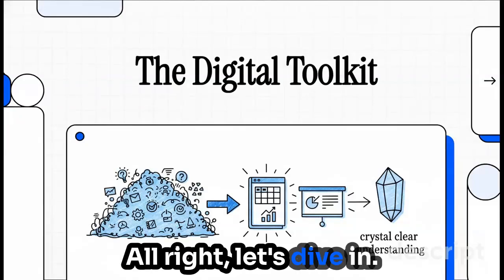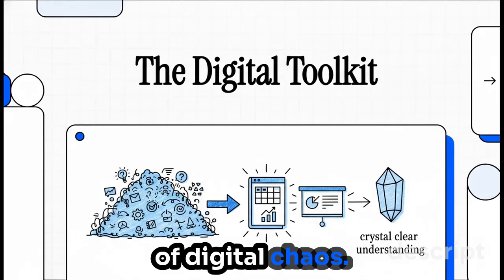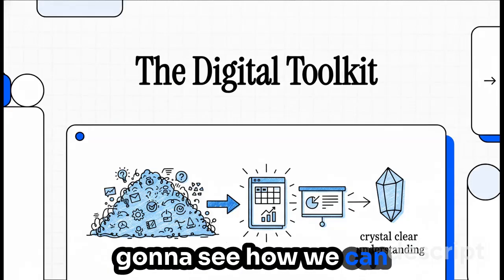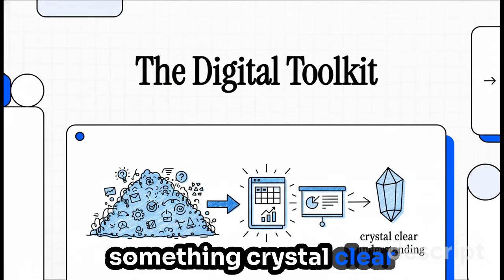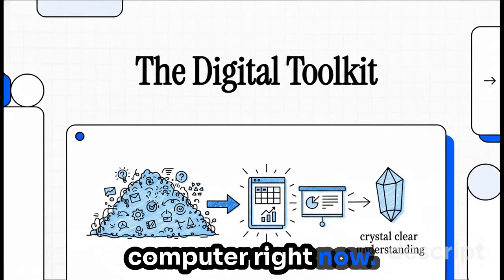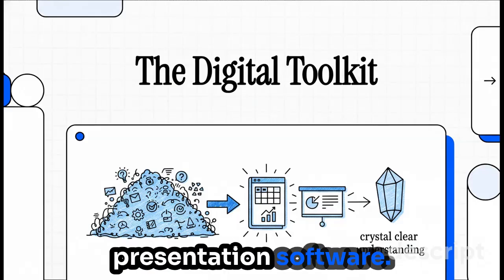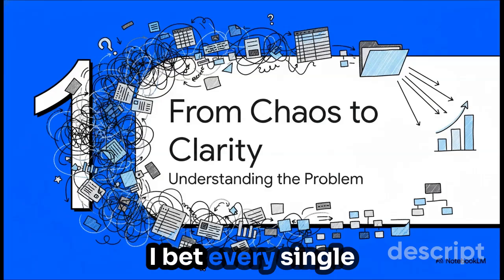All right, let's dive in. Today, we are going to tackle that feeling of digital chaos. You know the one. We're going to see how we can transform a messy pile of information into something crystal clear using two powerhouse tools that are probably sitting on your computer right now, spreadsheets and presentation software. Let's get to it.